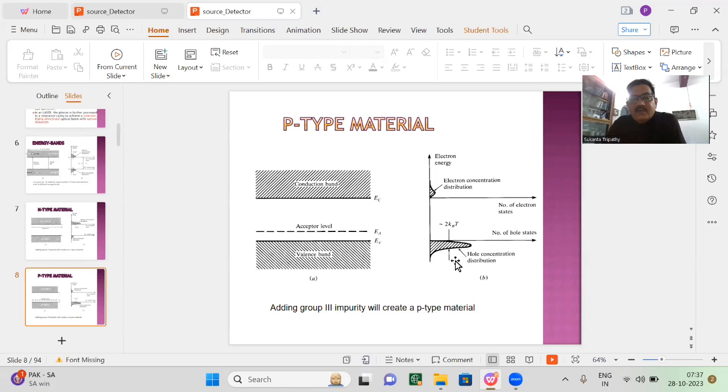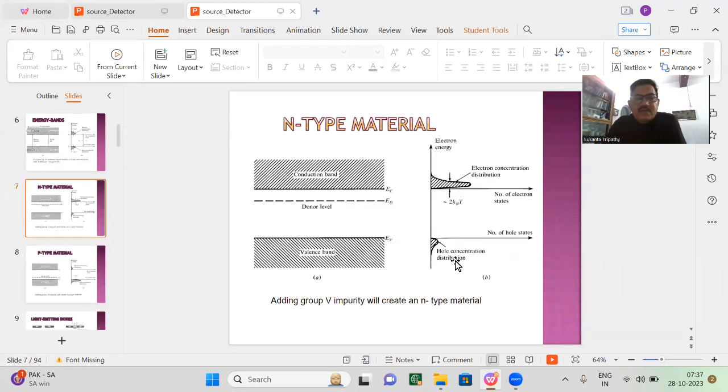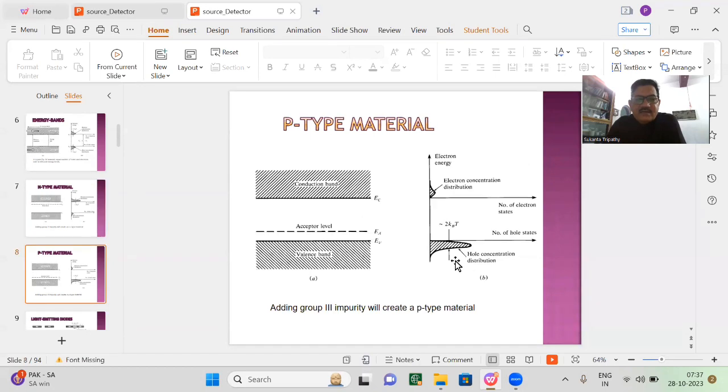So in a P type of material, the conductivity is dominated by these holes, the positive charge carriers, whereas in an N type of material, the conductivity is dominated by the negative charge carriers, which are called electrons. Now, if you see the Fermi level in an N type of semiconductor, this is towards the conduction band, whereas in a P type of semiconductor, this is towards the valence band.